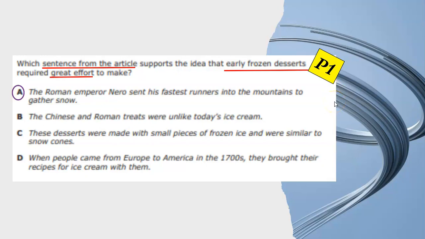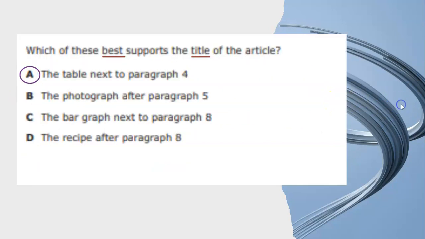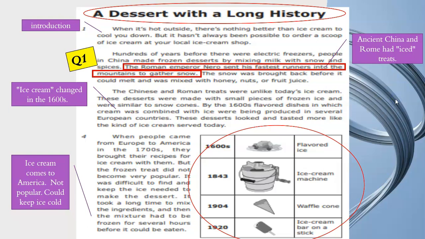All right, let's move on to a second example so we can see some extra practice. Second question from yesterday was, which of these best supports the title of the article? We chose, again, A, the table next to paragraph 4. So I'm going to head back to my notes, okay? You can see that I still have my previous answer highlighted. I've made a note over here.